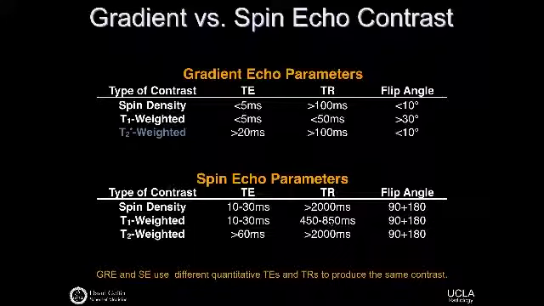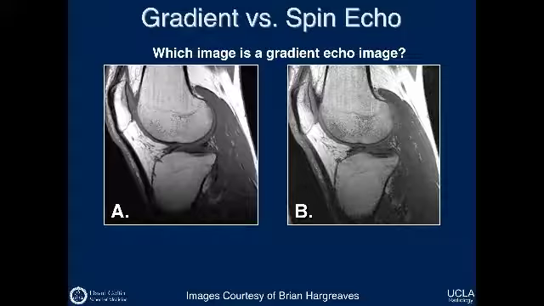Okay, so here's another head-to-head. We've got two images, sagittals through the knee again. And the question is, which image is the gradient echo image? So we've got an image on the left and we've got the image on the right. And there's several differences that we'll talk about that compare the spin echo and gradient echo image.